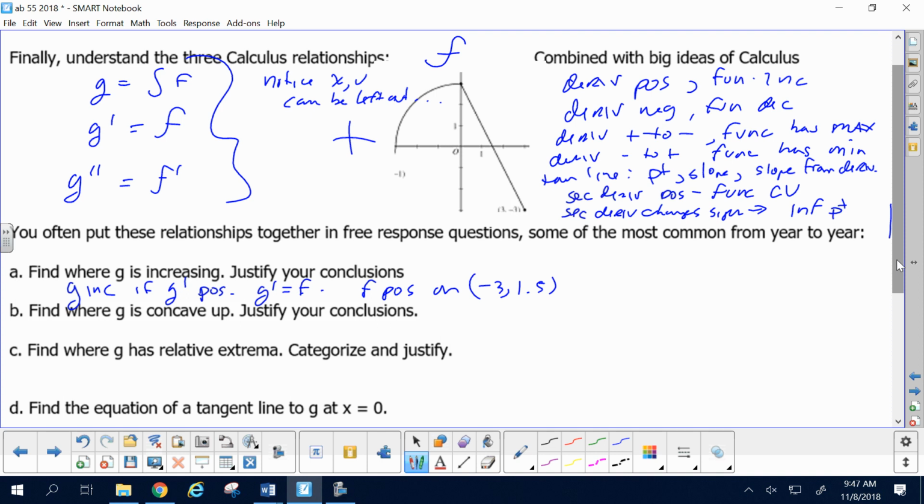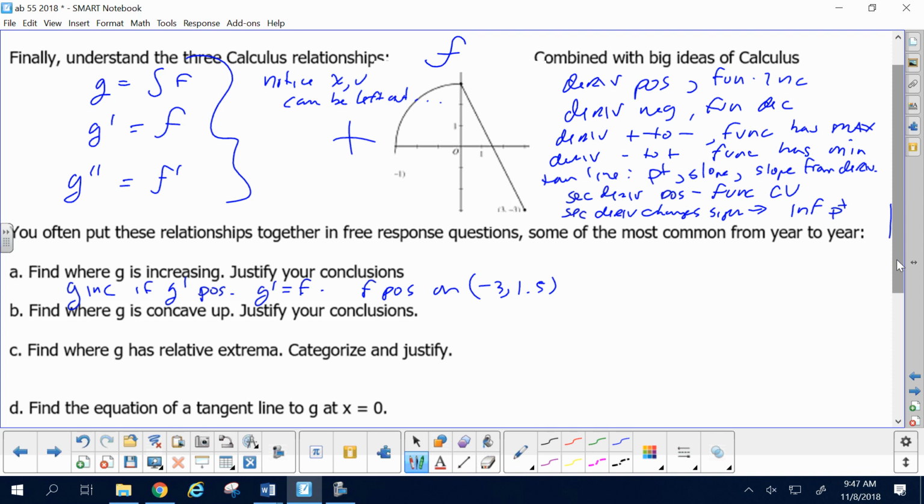So you're going to start with the big idea of calculus. Where's G increasing? When the derivative is positive. Then you connect it to the function here. That's where these ideas come in. G prime is equal to F. And then you say, all right, well, if G prime needs to be positive and G prime is F, then F is positive on blah.